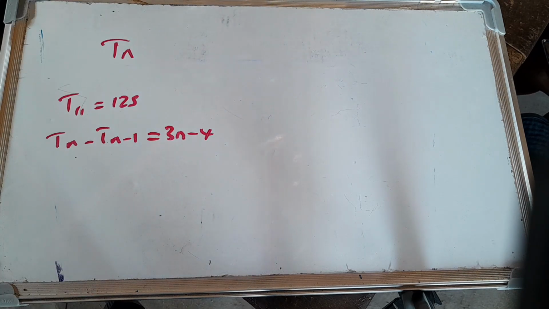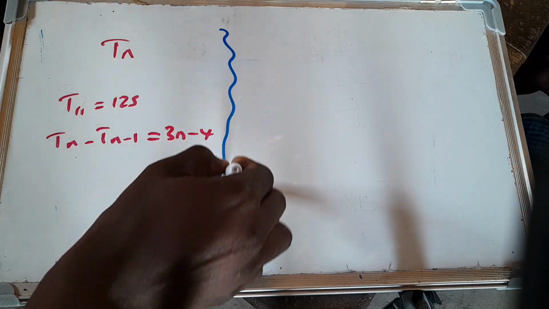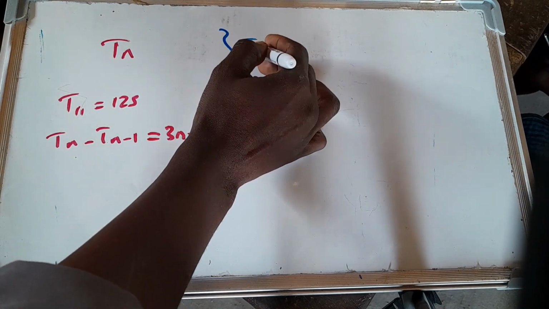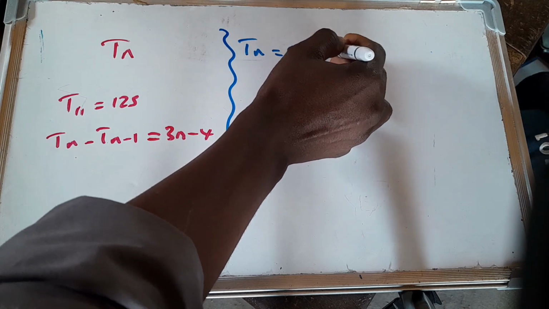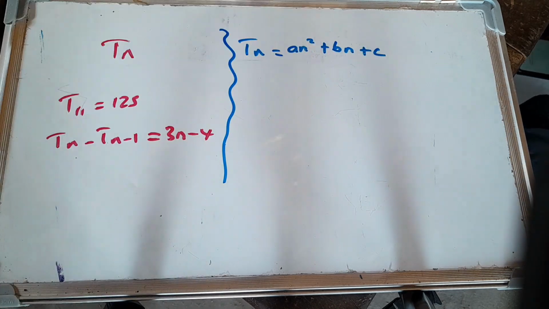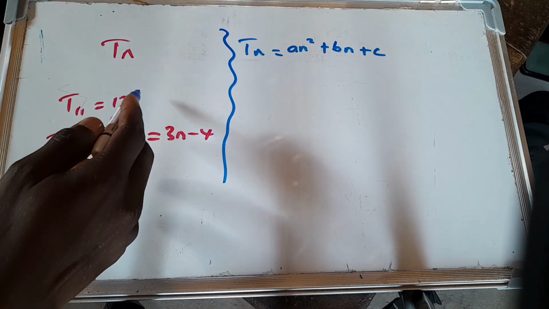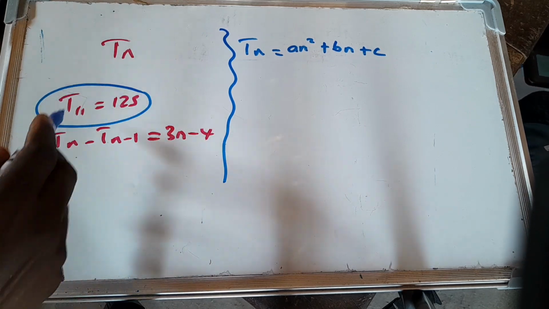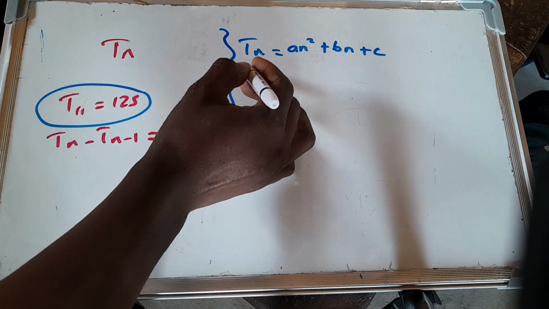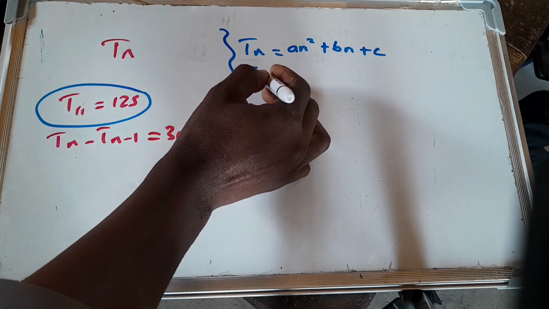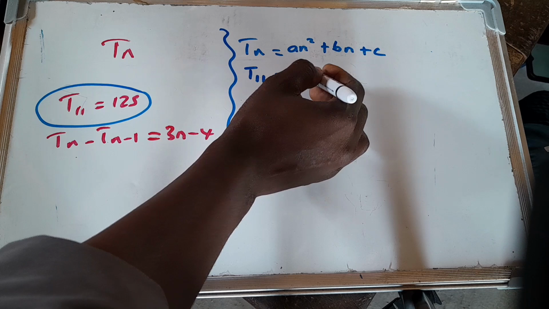First we need to understand how a quadratic pattern works. Once they give you the Tn for a quadratic pattern, we know that Tn is equal to An squared plus Bn plus C. So already we can start to solve, because they say term number 11 is equal to 125. So we can say T11 is equal to 125.